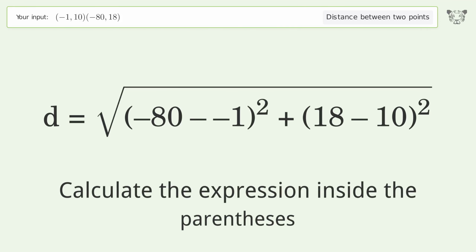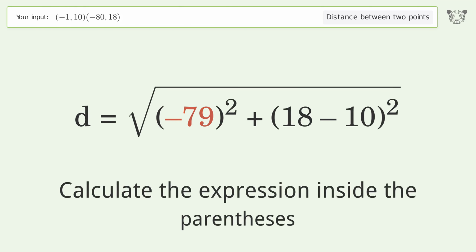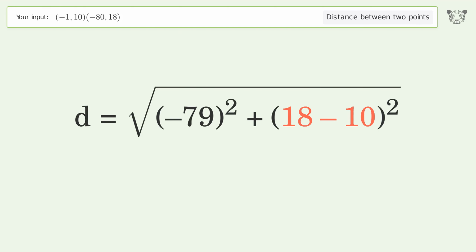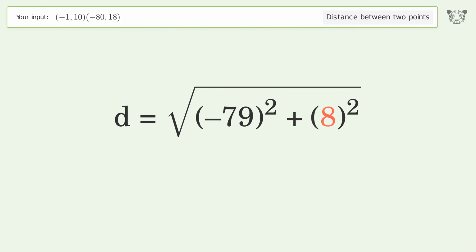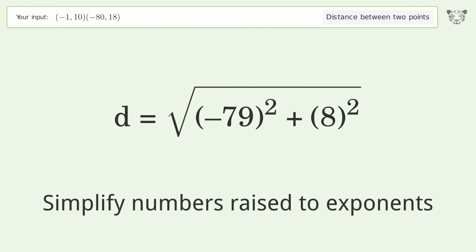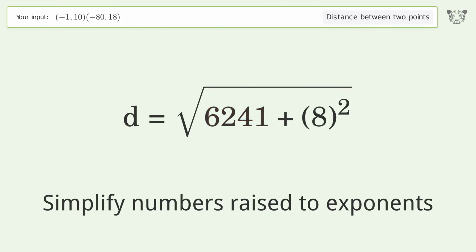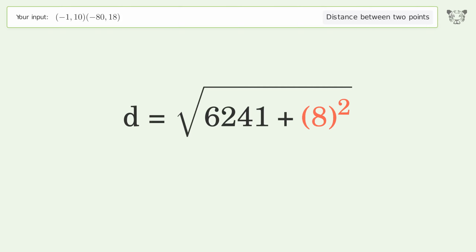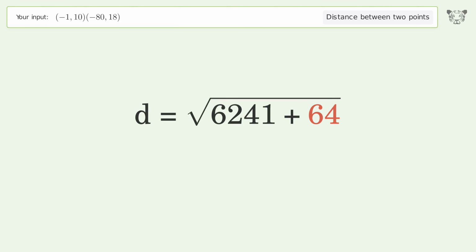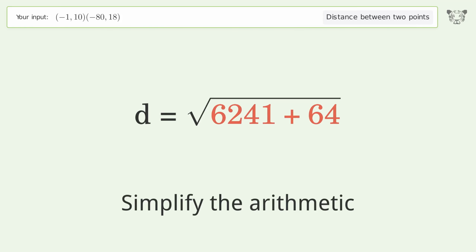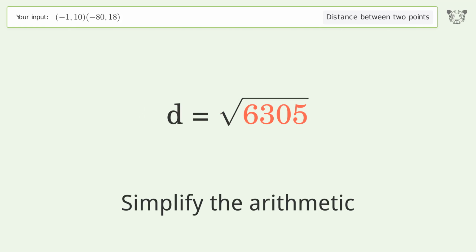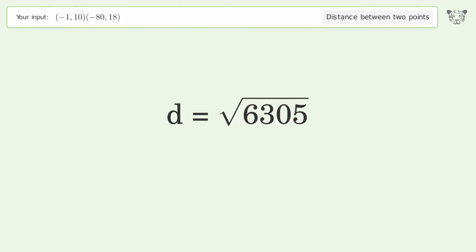Calculate the expression inside the parentheses. Simplify numbers raised to exponents. Simplify the arithmetic. And so the distance between the 2 points is the square root of 6,305 or 79.404.